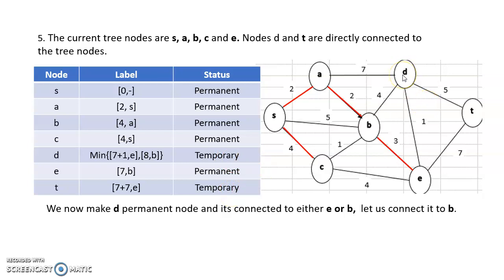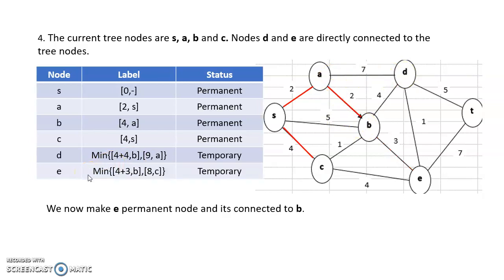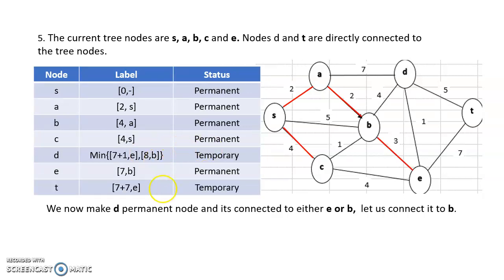D can be connected using A as well. D was connected in the previous step to what? To B. So it was decided D has to be connected to B in the previous step. D has a better option of connecting from B instead of A. That was decided in the table before. Now, this is the new node in the tree.